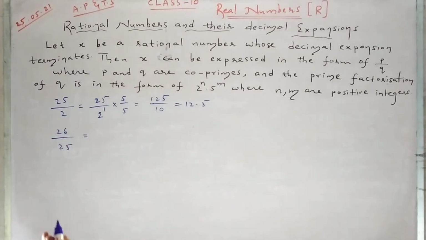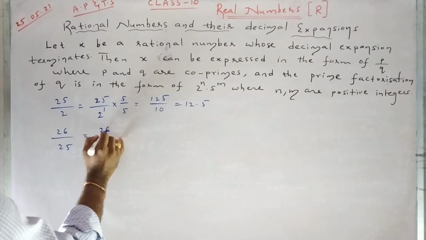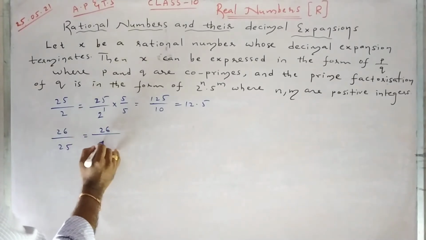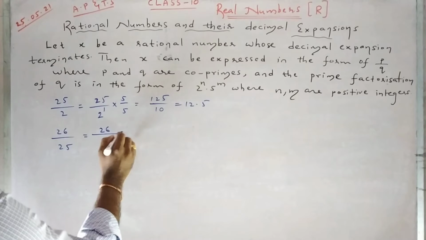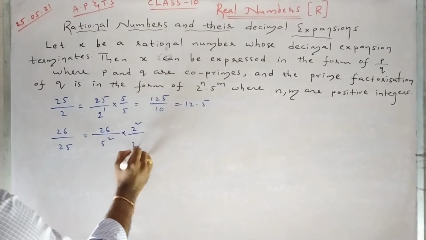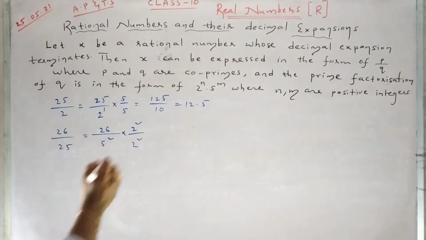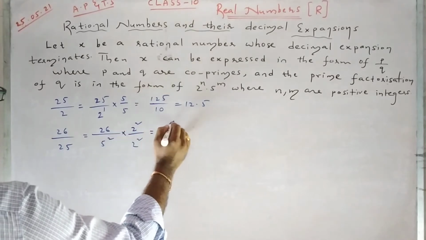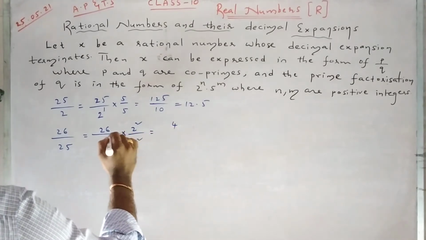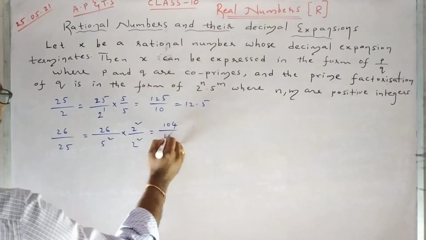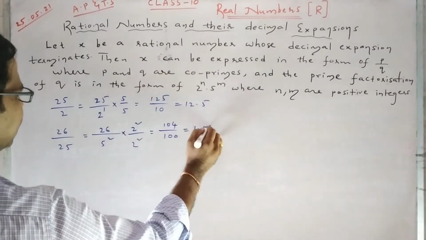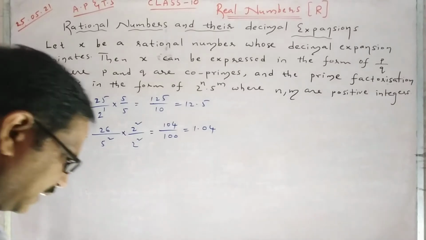This is also a terminating decimal. How do we know that? Because 25 can be written as 5 squared. The denominator has only powers of 5. That means it is a terminating decimal. So I will multiply by 2 squared over 2 squared. What is missing? 2 squared. So 26 times 4 is 104, over 10 squared, which means 100. 1.04. Easily you can see that.